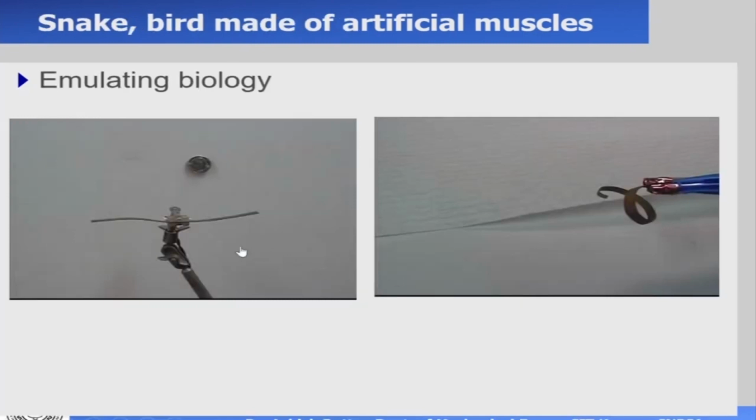These are other examples of smart material based actuators and sensors. So this is again a bird, and this is a snake which is made of a smart material which can change its shape depending on how you give voltage to it. Okay, again, no sensor, no actuator, no linkage.